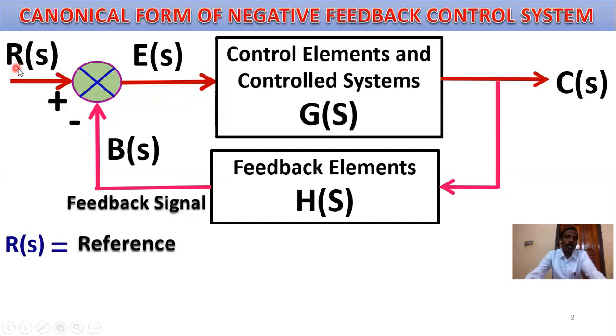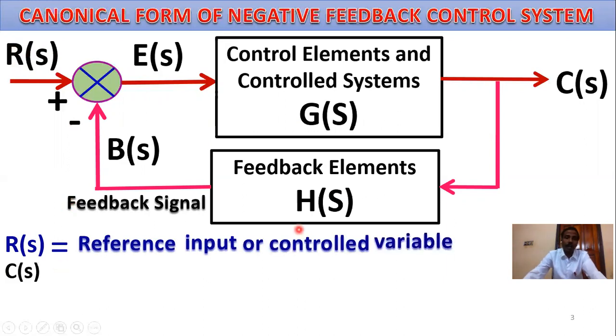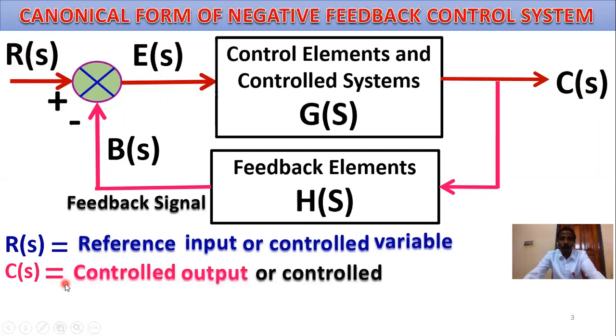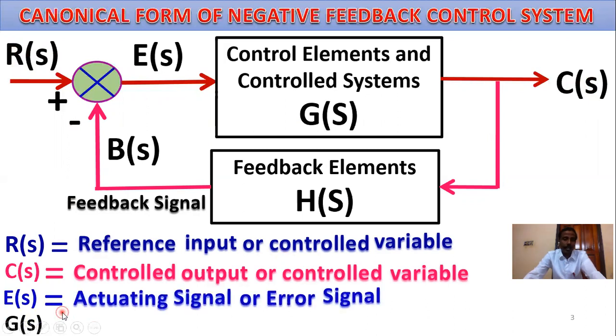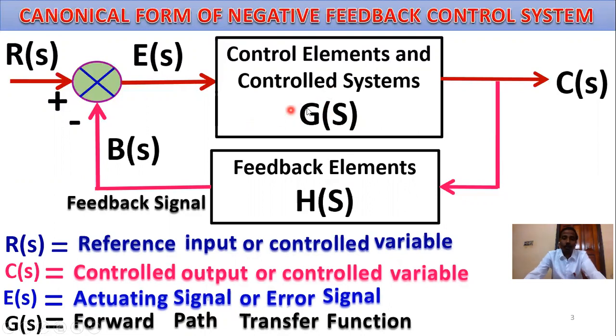Then R(s), as already discussed, is the reference input, set point or controlled variable. C(s) is the controlled output or controlled variable, also called the effect of the system. E(s) is the actuating signal or error signal. G(s) is the forward path gain, or forward path transfer function. H(s) is the feedback element or feedback transfer function, and B(s) is the primary feedback signal. So this is the basic block diagram of the negative feedback closed loop control system.